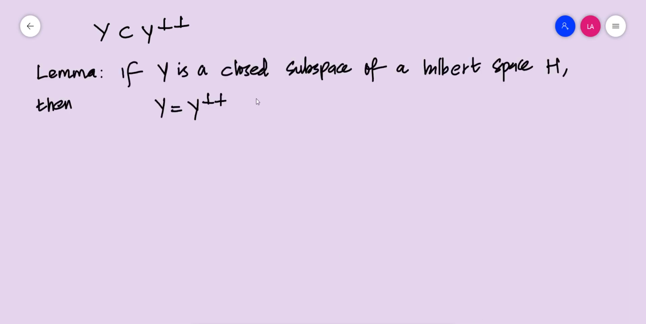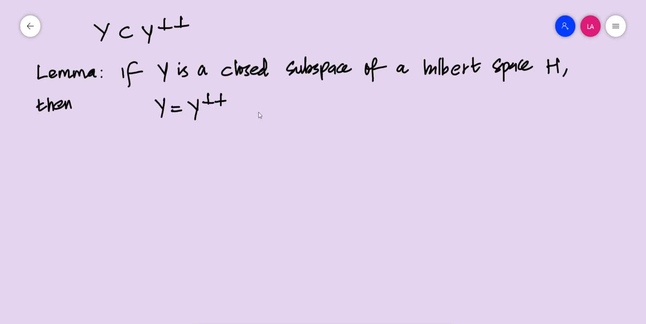So, we have discussed that for any given space, Y is actually a subspace of, or subset of, Y perpendicular perpendicular. Now, we have to examine what is the condition that this should become equal. So the natural condition is that if Y is a closed subspace of a Hilbert space, then this should be equal. So we can formally quote that as a result.